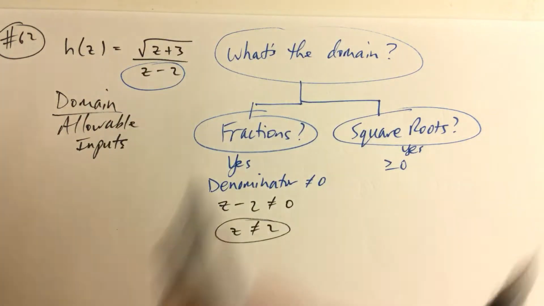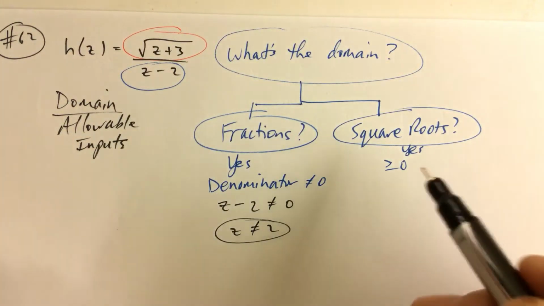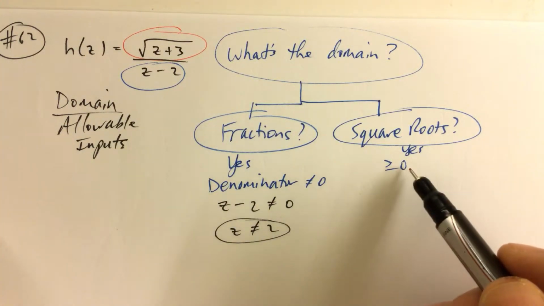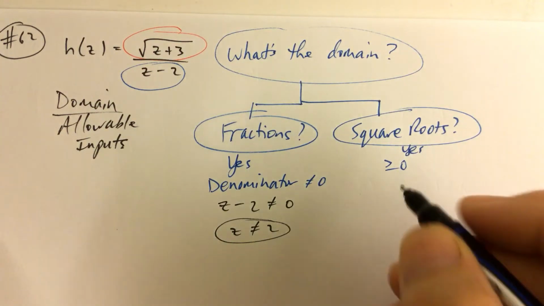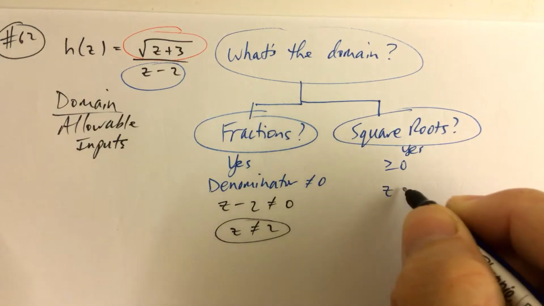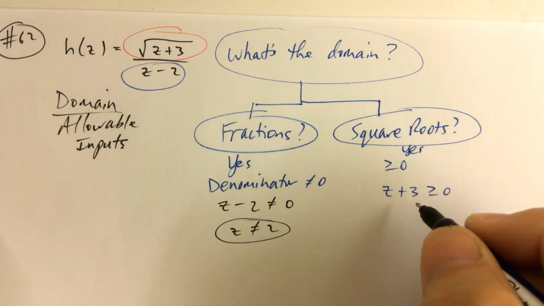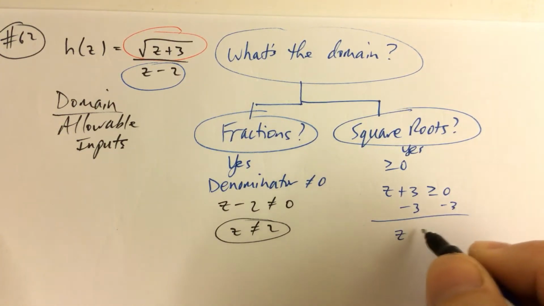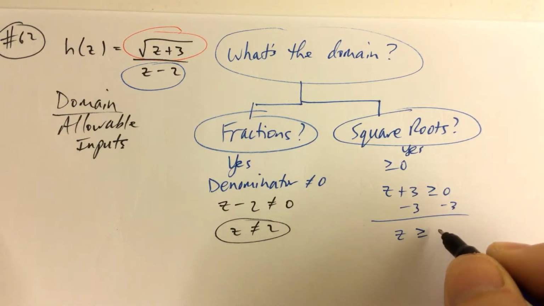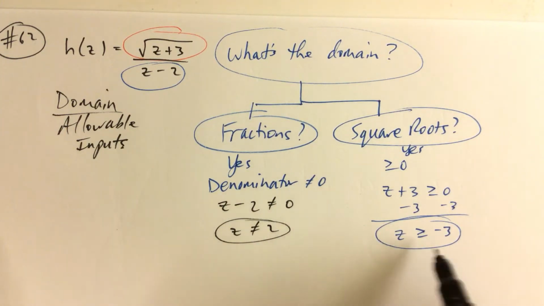And so the square root being of z plus 3, well, z plus 3, what's under the square root, has to be non-negative because you're not allowed to take the square root of a negative number. And so therefore, we set up an inequality. We say z plus 3 has to be greater than or equal to 0. And then when we subtract 3 from both sides and solve for z, we say, well, z has to be greater than or equal to negative 3. And so we have our domain.